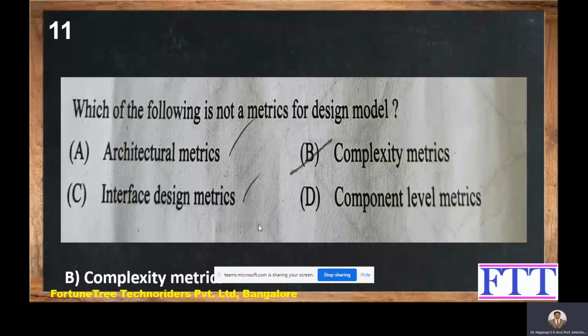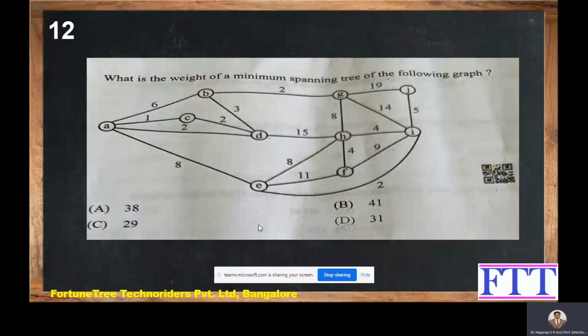So we'll move to the 12th one. Here they have given a graph. What is the weight of a minimum spanning tree of the following graph? Here they have given the options. Option A 38, option B 41, option C 29, and option D 31.